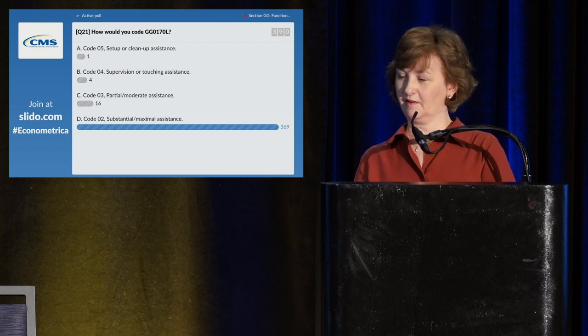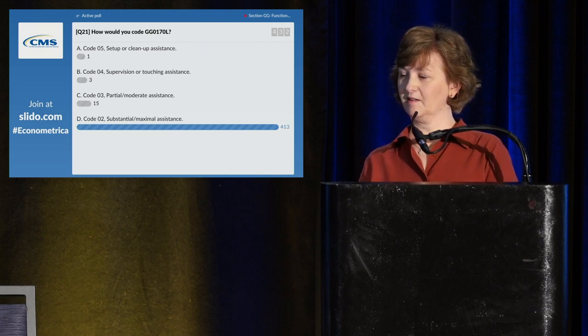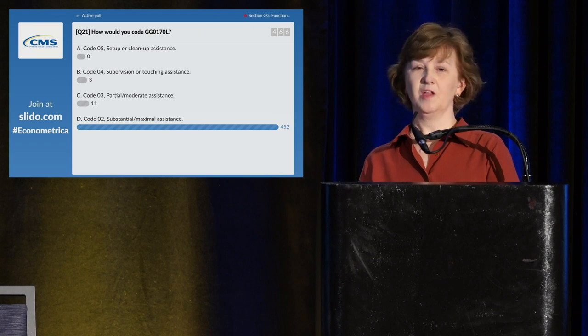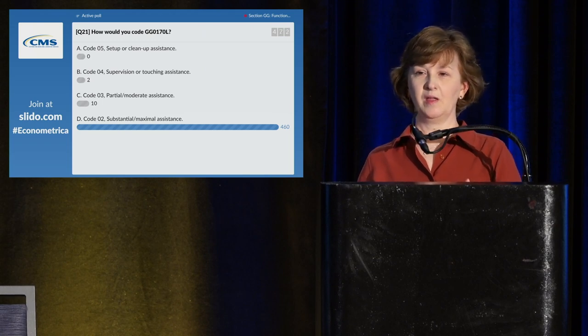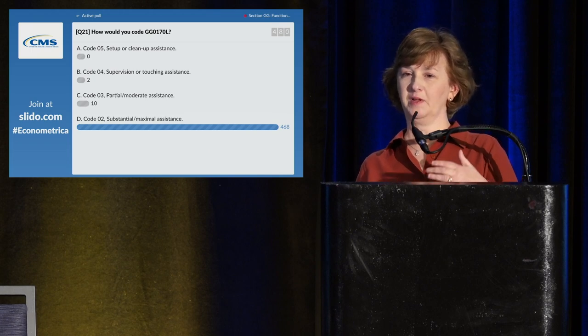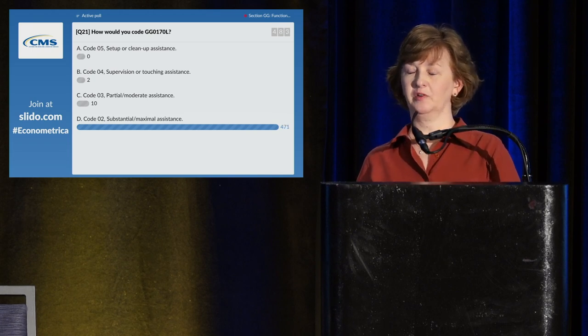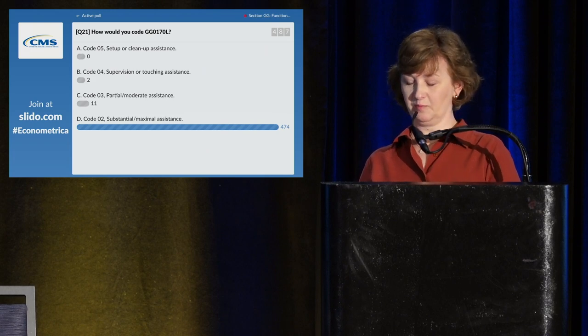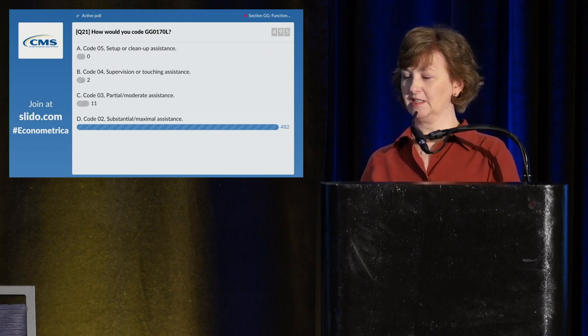Okay, so I'll give you just a few seconds to get those responses in. Okay, so when you're coding, the resident doing more than half of the effort would be a three. The helper doing more than half of the effort is level two. So you do have to pay attention to who's providing more than half of the effort.